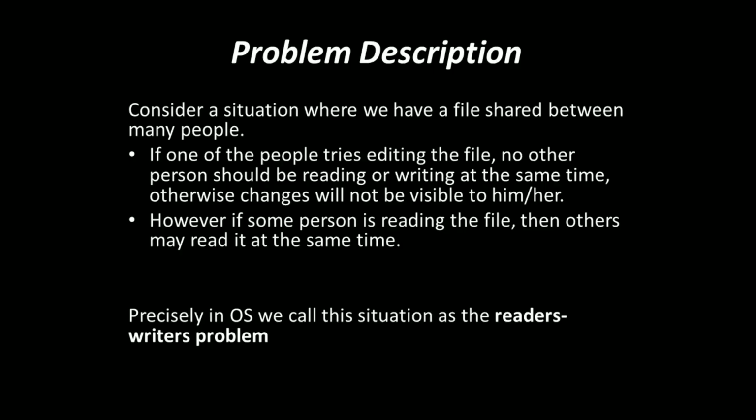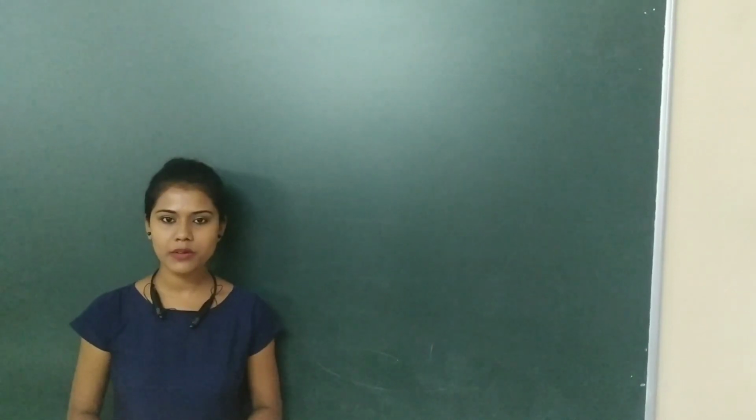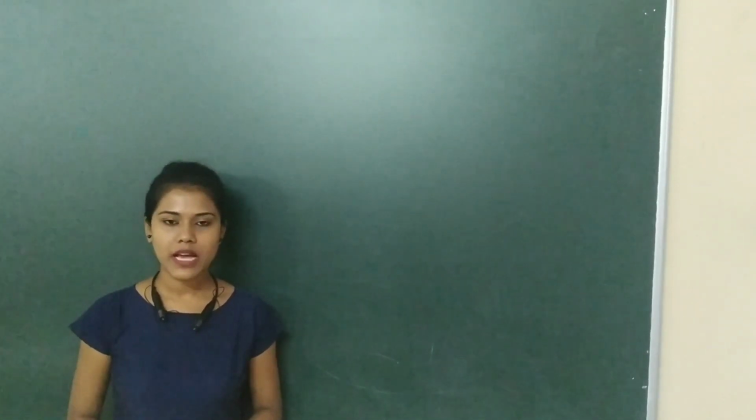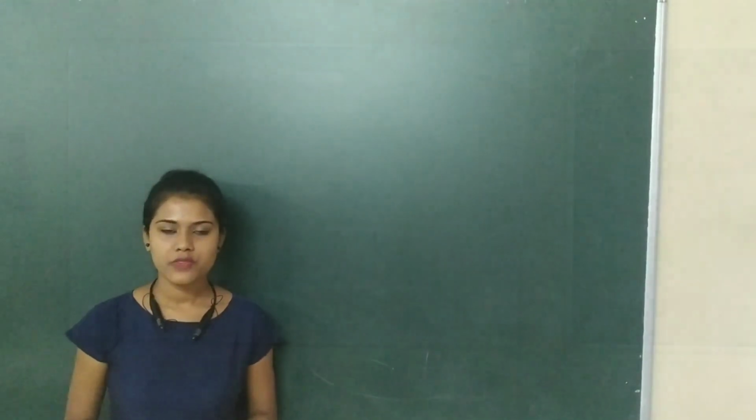Understand what the reader problem actually is. Now we will first demonstrate through role play what the problem is and how it can be solved. Let us consider 2 writers and 4 readers. Here Soumita and Sobhusachi will be role playing as writers and Supriyo, Bapun, Sagar and Subhajit will be role playing as readers. So first see the problem.